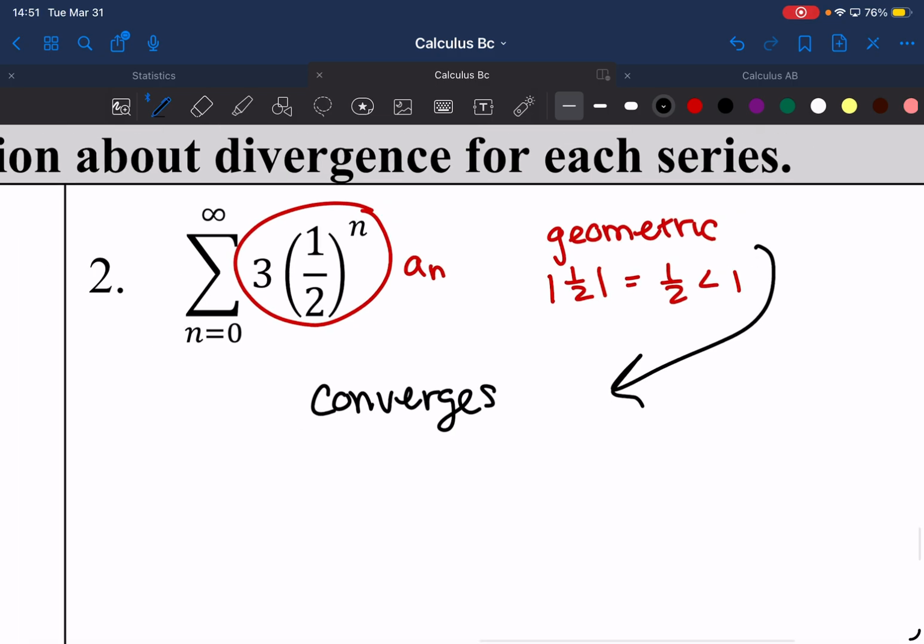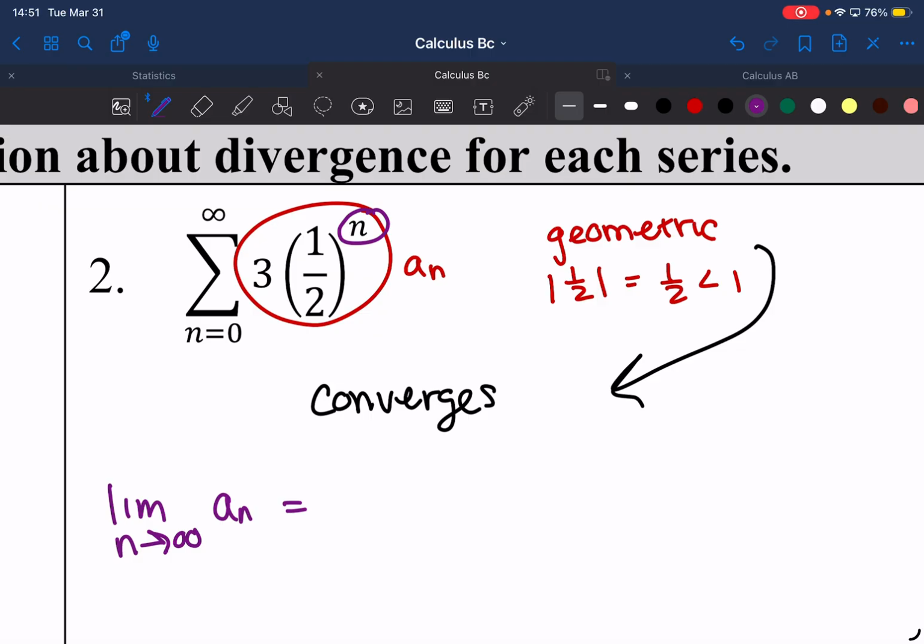Or I can show you what it would look like if you were trying to solve it using the nth term test. That would be the limit as n approaches infinity of A sub n. Remember, that whole thing is that. This would be saying infinity is going here.